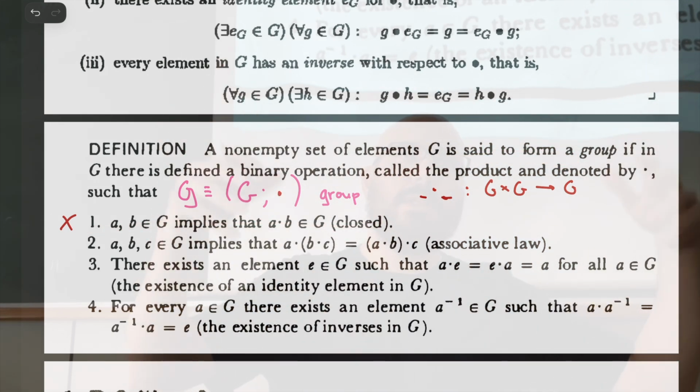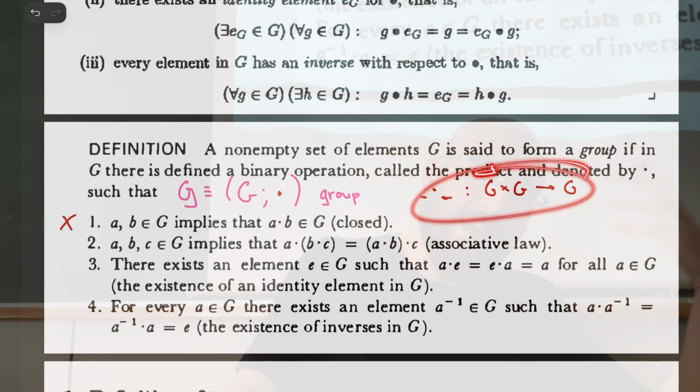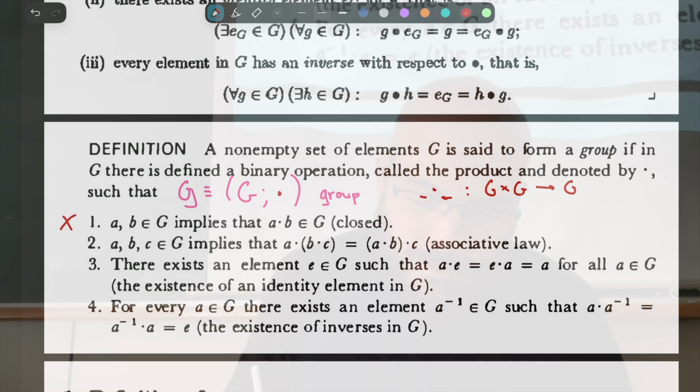So first I will tell you what the data of a group are, and then we will say what they have to satisfy. Part of the data is that I have this thing. This is not like a law, an axiom that comes afterwards. So this is the first weird point here.